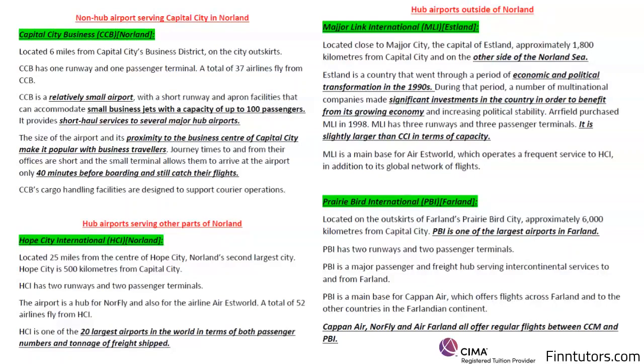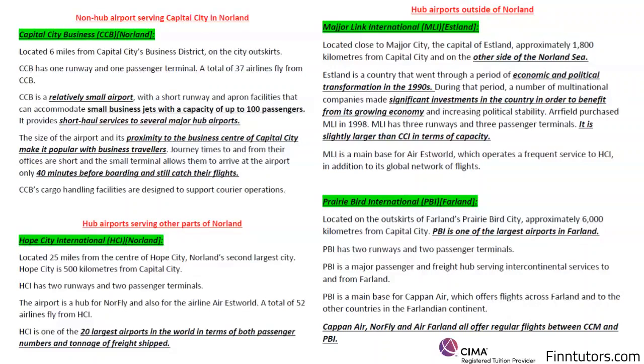So if you just look at the top 20, you have 3 airports which are yours, owned by you. Now, you also have hub airports outside of Norland. You are a multinational company, right? So, you have Major Link International, which is in the country of Estland. Now, this is located close to the major city, the capital of Estland, approximately 1800 kilometers from capital city, and on the other side of the Norland Sea.